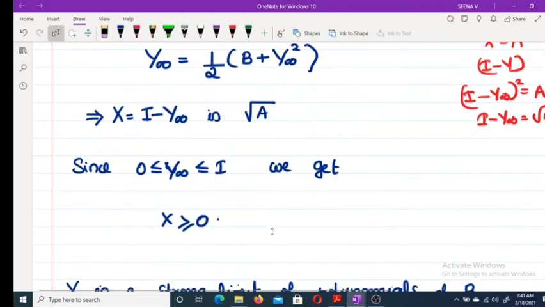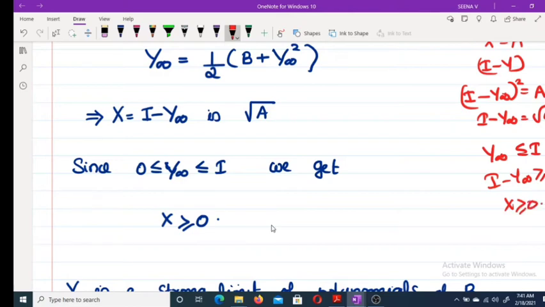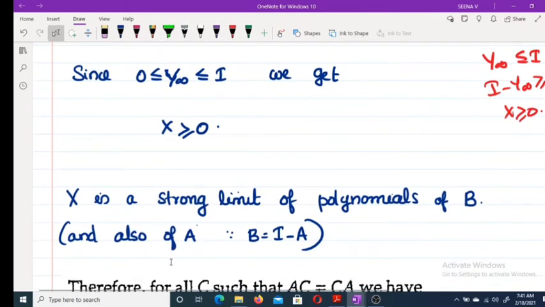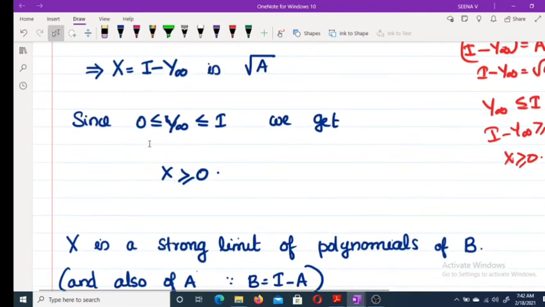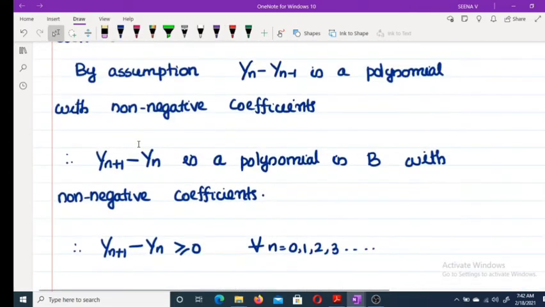Since 0 ≤ y infinity ≤ I, we get clearly what is I − y infinity. Y infinity is ≤ I, because yn is ≤ I. So that means I − y infinity is ≥ 0. That is x ≥ 0. Thus we get x is a strong limit of polynomials of b, and it is also a polynomial of a since b equals I − a. From this we get there exists an x ≥ 0 such that x² = a. That is what we have to prove.